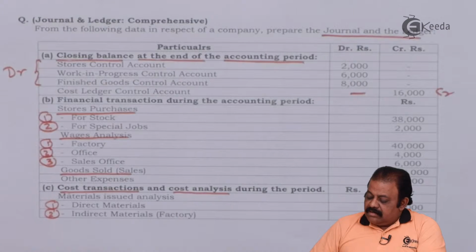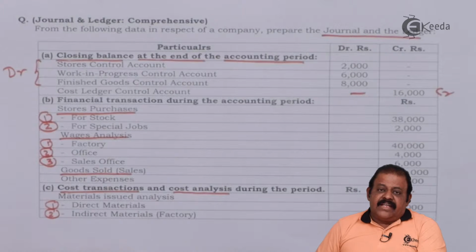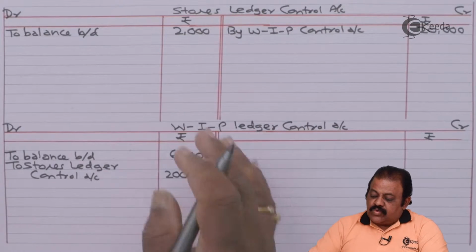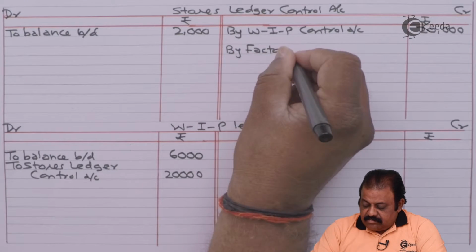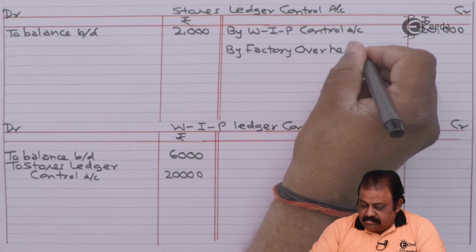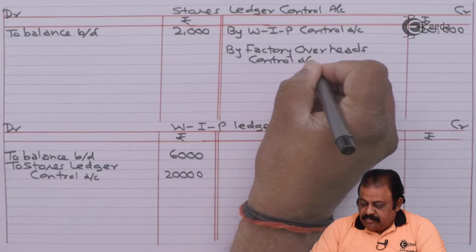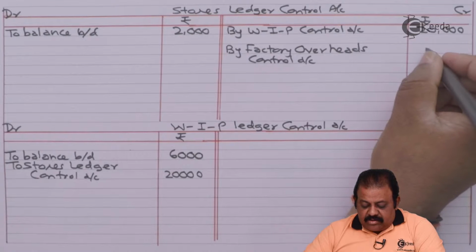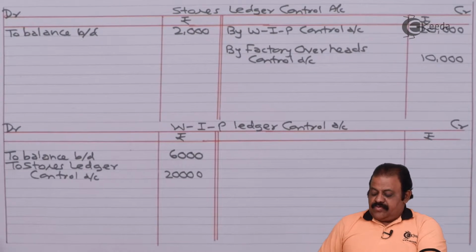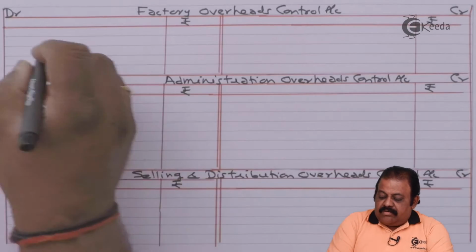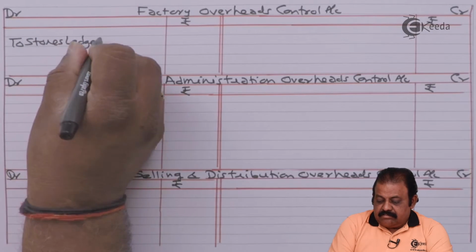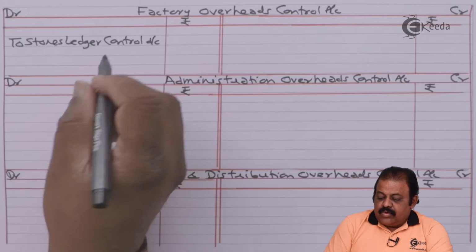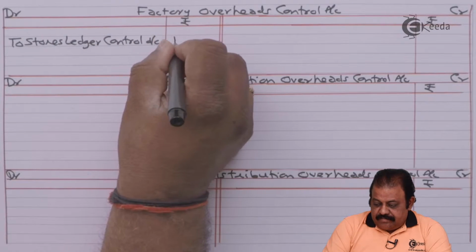Indirect material 10,000 is issued to the factory, so it will be treated as factory overheads, credited to stores ledger control account. By factory overheads control account 10,000. Factory overheads control account debit, to stores ledger control account 10,000.